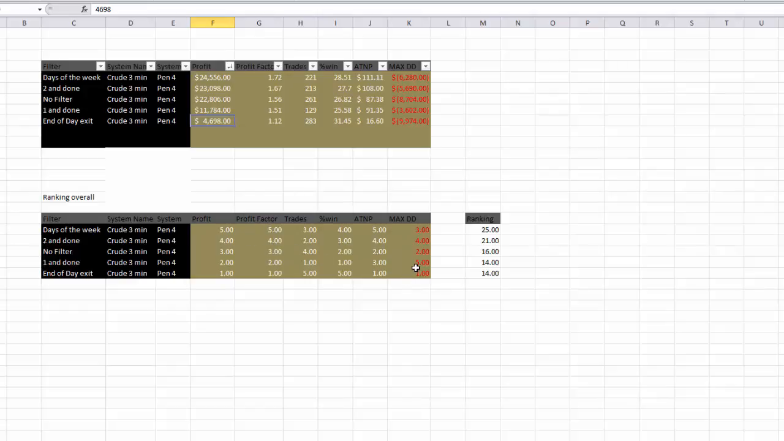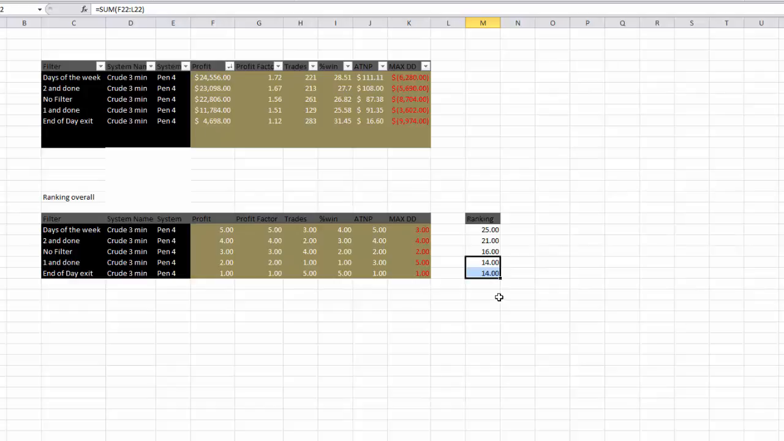And at the end of the analysis, you can see the best system based on our ranking, obviously the most points you get throughout the benchmark stats, the better the ranking of the system. The days of the week ended up getting 25 points. 2 and done was 21 points. No filter was 16, and then a tie for 1 and done and end of day exit.